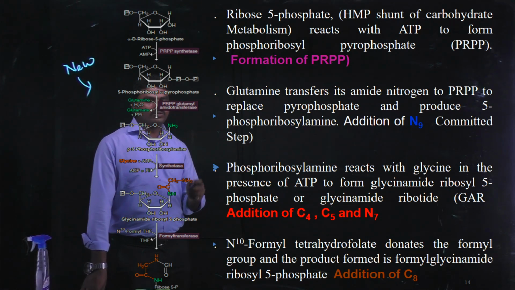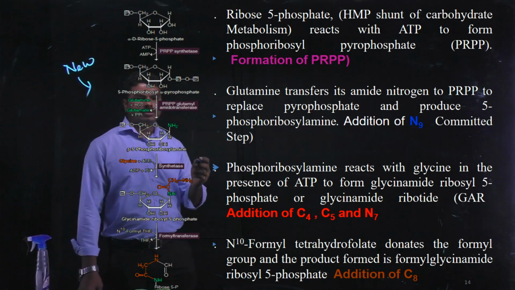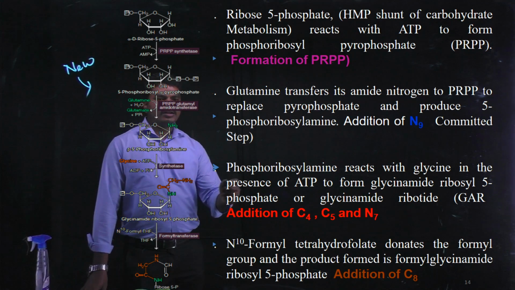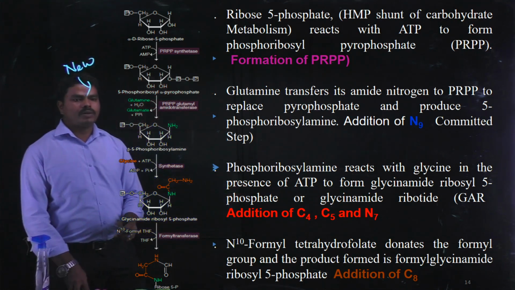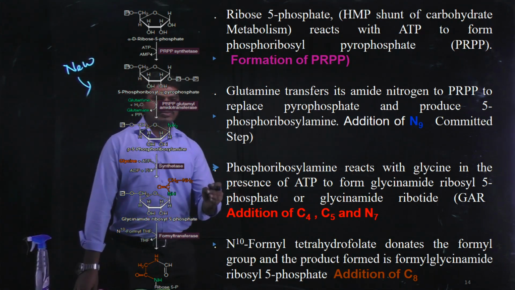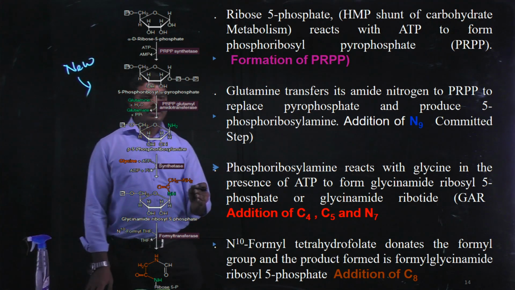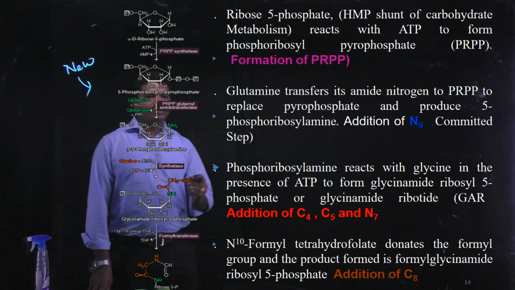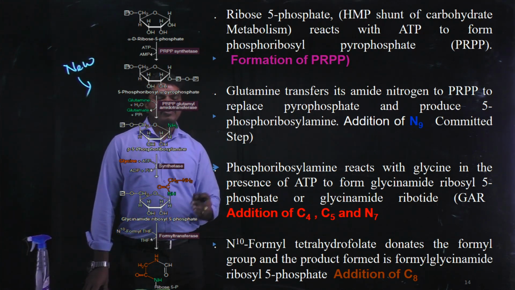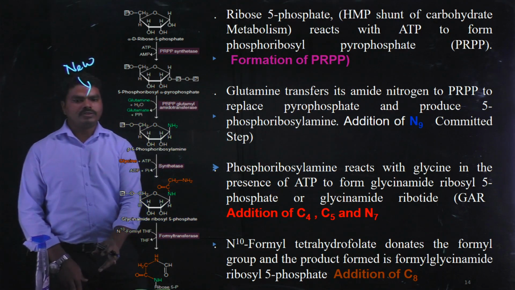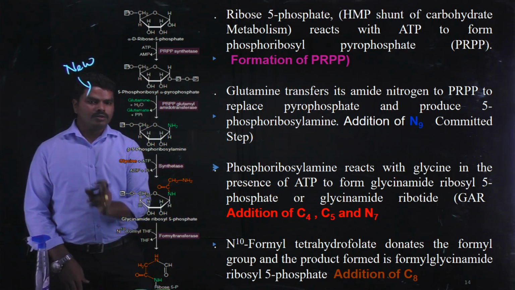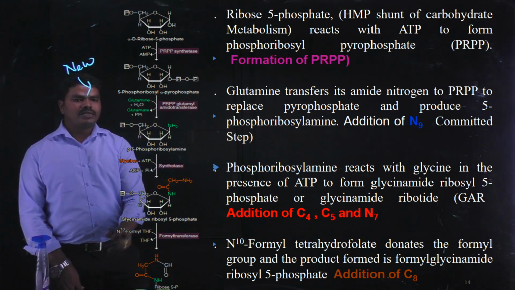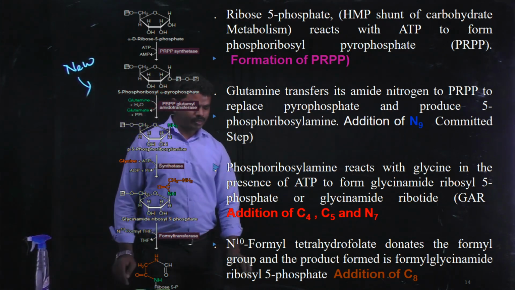formyl group. The addition of the formyl group occurs by N10 formyl tetrahydrofolate. This is the substance which can donate the formyl group, and the product formed by this donation is nothing but formyl glycinamide ribosyl 5-phosphate. So this is the last compound in this image.